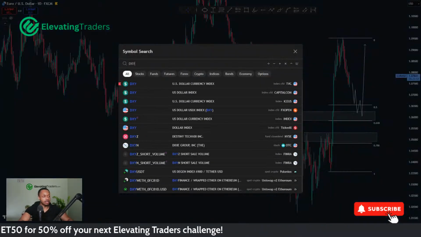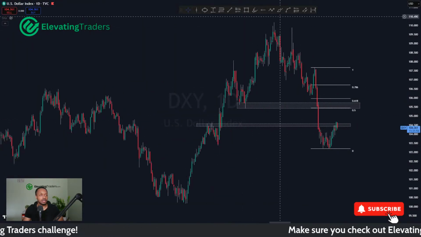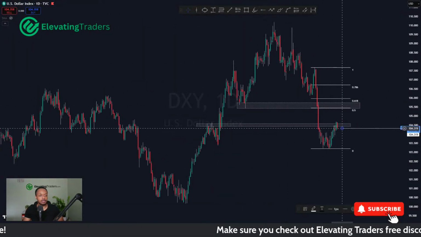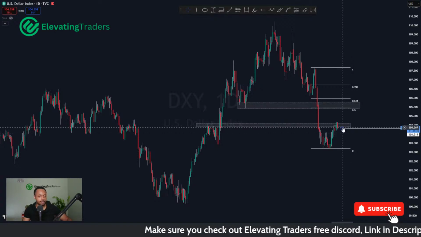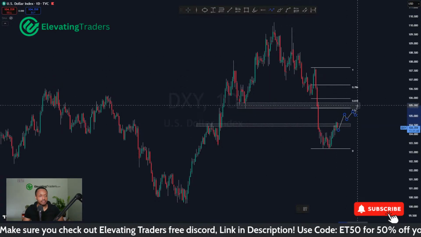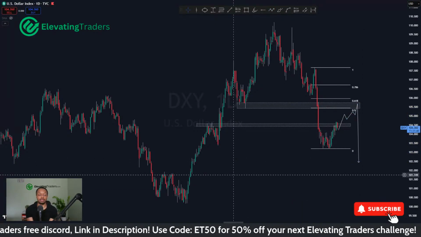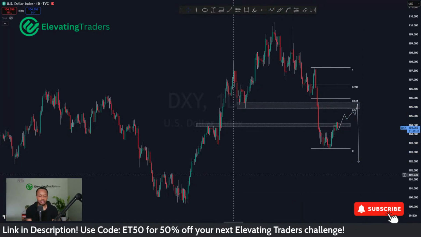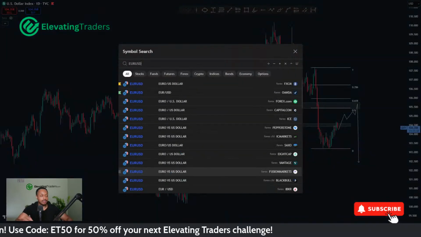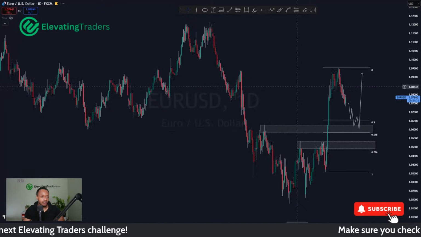Because for the dollar, DXY, I'm looking at pretty much the opposite of that, which is a pullback into this area, and then a short back down. So looking at, in theory, the same move, of course, in just opposite directions. But I just want to see a bit more of a pullback from euro, a bit more of a pullback from the dollar, and then hopefully find some longs.